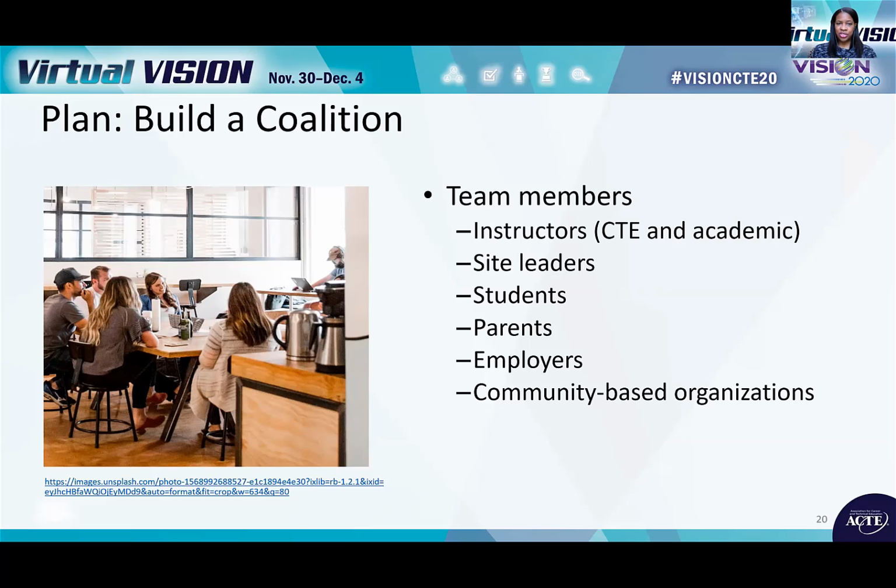So to help structure your efforts for success, again, build a coalition. And you will also want to look at convening this group based on your comprehensive local needs assessment that was developed as a part of your Perkins grant application. Within that, an advisory group was convened to help you, and they might serve as a good resource for starting to build that coalition.